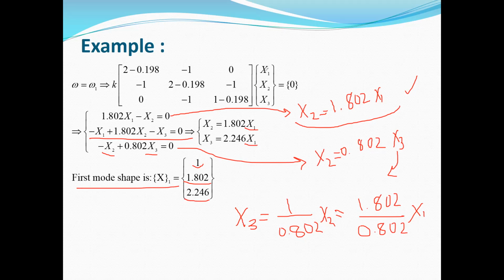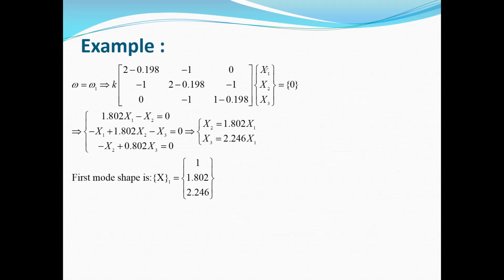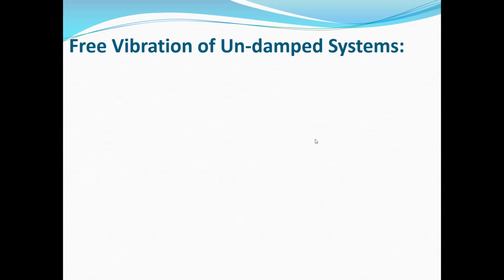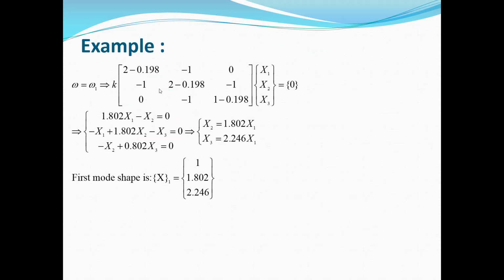So this is the first mode shape that you can extract from the first natural frequency. The second mode shape can be obtained from the second natural frequency, and for the third one, you can substitute omega equal to omega 3 and extract the relation between x1 to x3. So we will have three mode shapes with three natural frequencies as the response for an undamped system in free vibration.